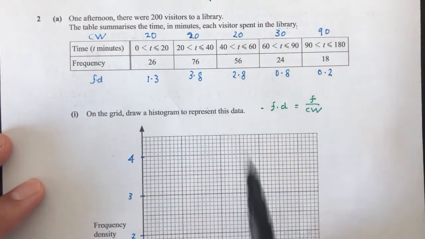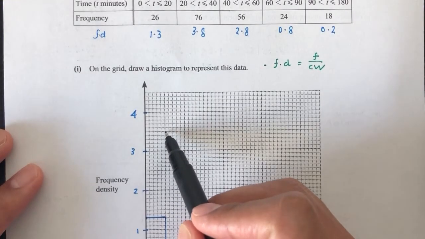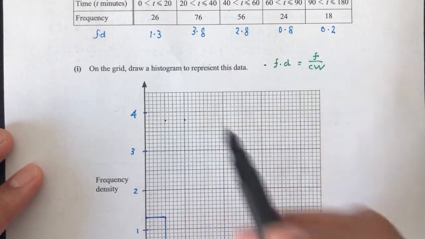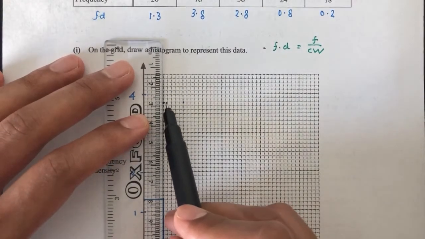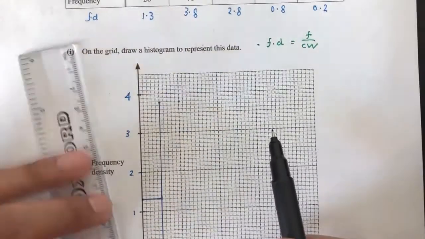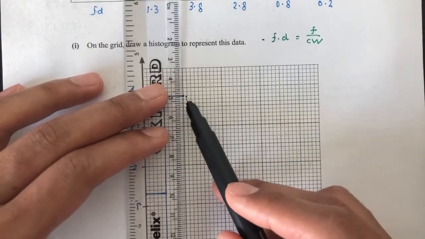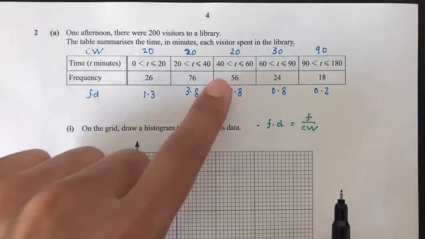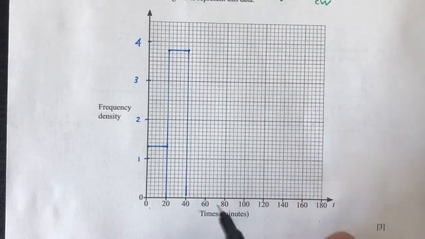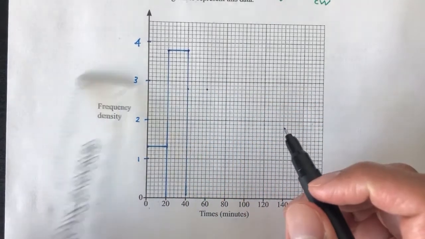Okay, moving on to the other one. For class 20 to 40, it is 3.8. So this is 3, 3.5, and 3.8 will be here. Okay, let's join the points. So that's the straight line here. And, okay, yep, here you go. That's the second class. And then 40 to 60 will be 2.8. So 2.8 will be here. Let's join those two together as well.